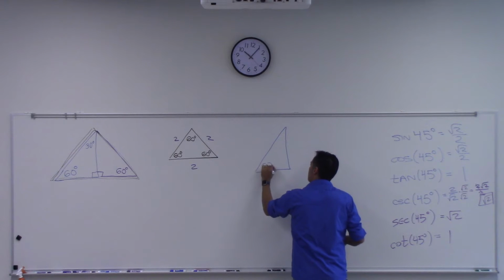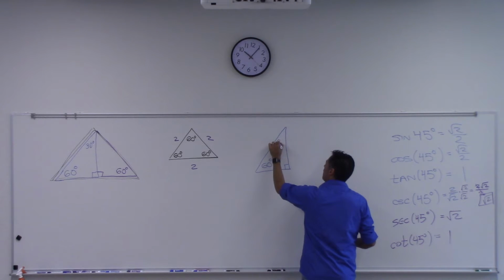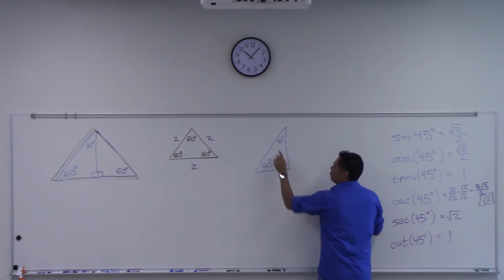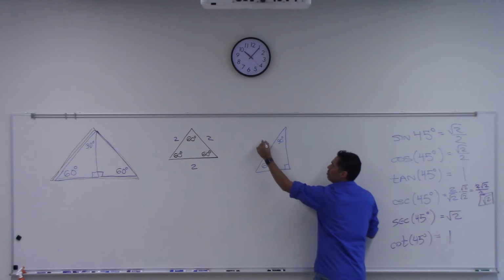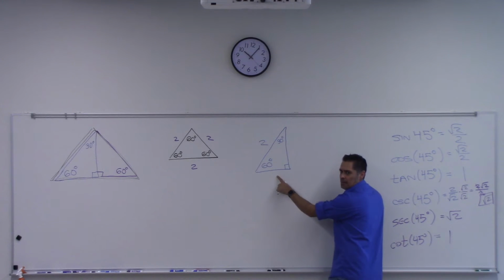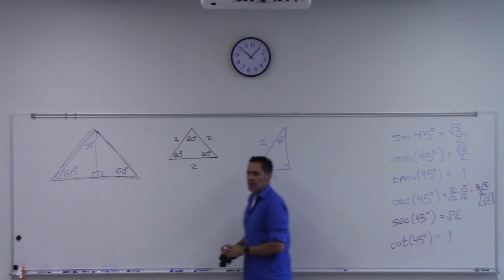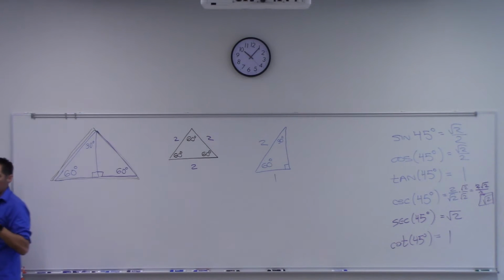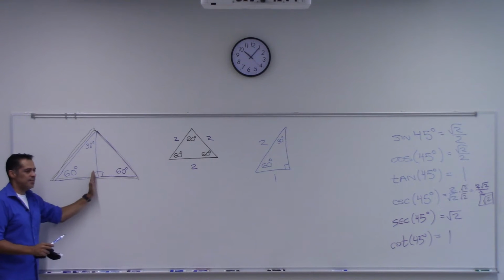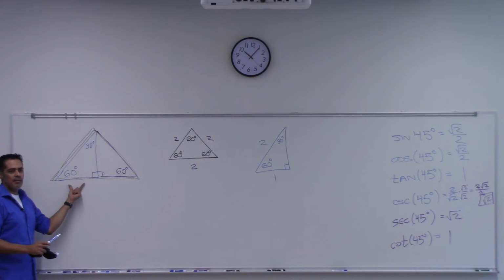This is 60, right? This is 30. And do you know this side? 2, right? Do you know this side? 1. Okay. That's the big thing because it's halfway, right? This is half of this side. So that's got to be a 1 now.